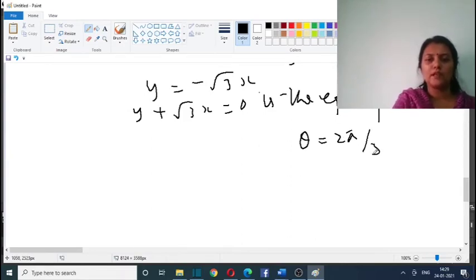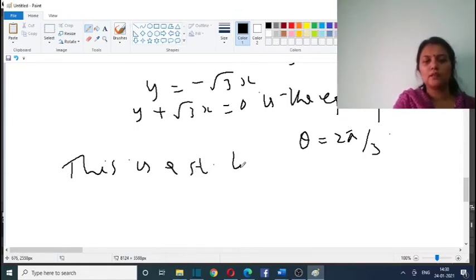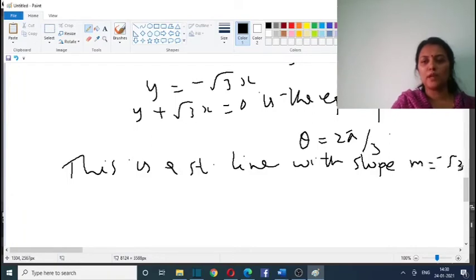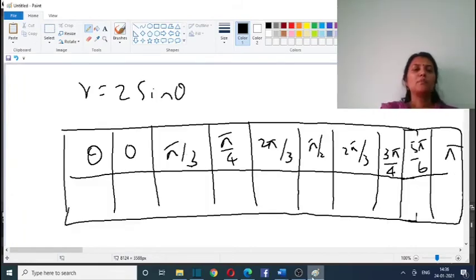This is a straight line with slope, y equal to mx, so slope equal to minus root 3. Next problem is sketch the graph of r equal to 2 sin theta.